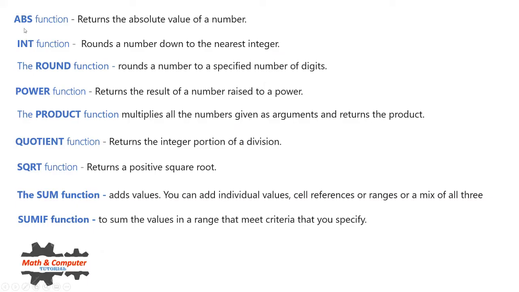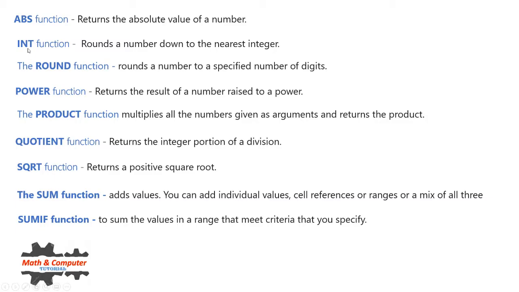So for absolute function, returns the absolute value of a number. Take note that the absolute value describes the distance of a number on the number line. So it means that the number is never negative. Using the absolute value, it automatically converts the value into a positive number.